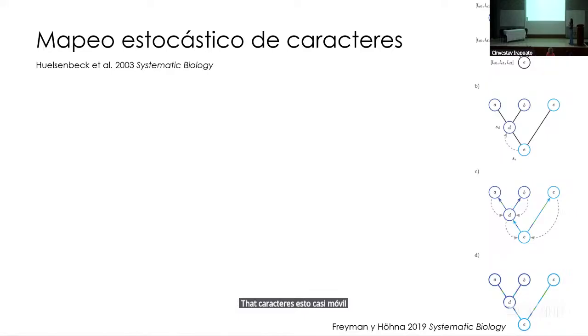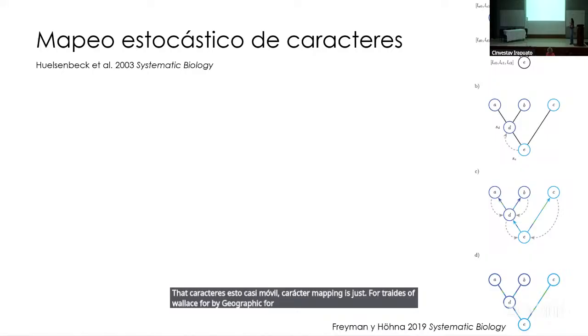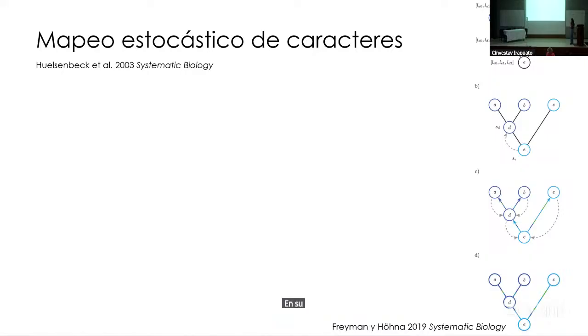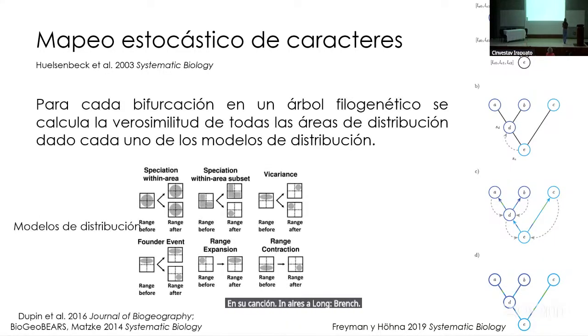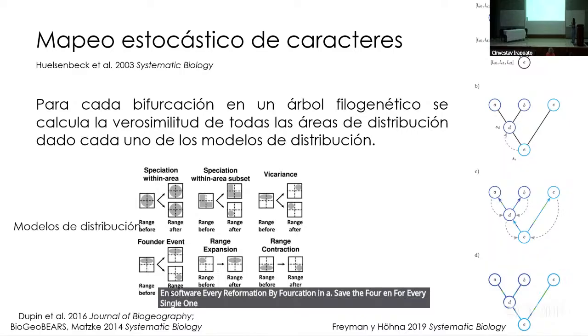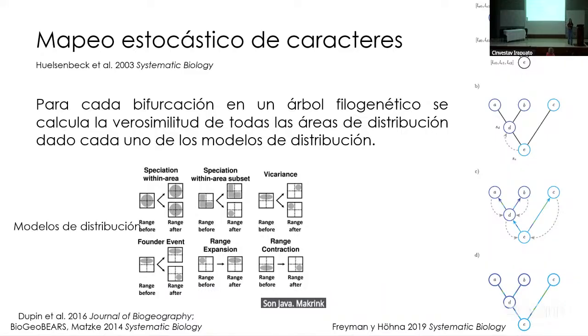Stochastic character mapping is used for traits as well as for biogeography, but for biogeography it is quite convenient. At the end, we can see the changes in areas along a branch. For every bifurcation in a tree, we can calculate the likelihood, as I said before, and we can do that for every single one of the models of distribution. These right here are the models of distribution. So at the end, we have a matrix with the probabilities of a model of distribution and the probabilities of the ancestral area.